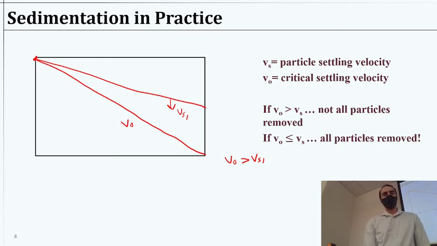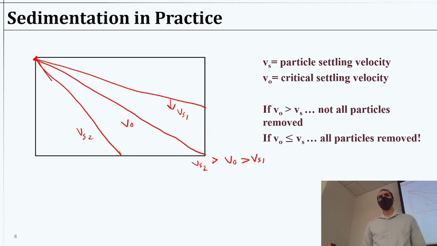Whereas if some other particle we observed came through like that, this is Vs2, so Vs2 was greater than V naught, then all of them are removed, because we know that the particle that's least likely to be removed up there was removed. That means all of them will be removed. Okay, so pretty simple there. I just wanted to start you in line in thinking in terms of comparing the Vs that we observed to the V naught. Okay.